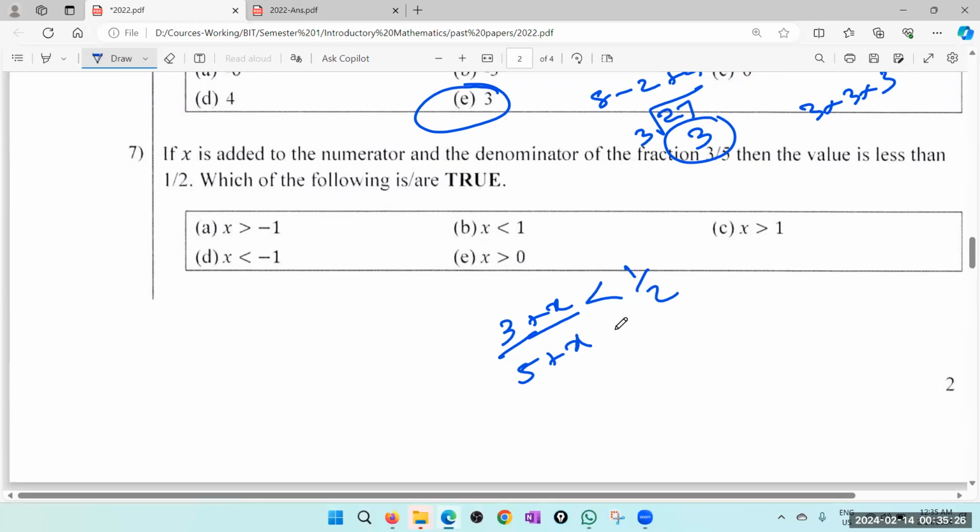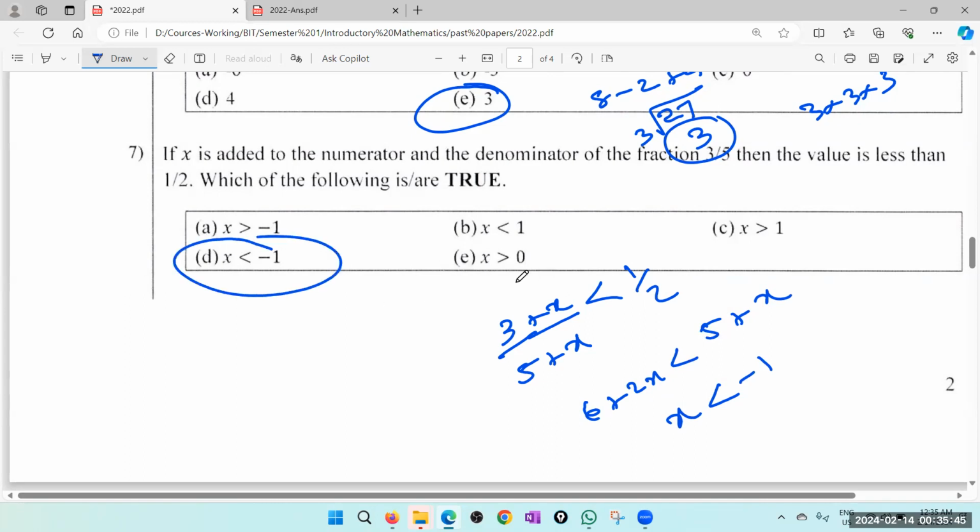So this is an inequality. You can cross multiply. So therefore 6 plus 2x is less than 5 plus x. So I'll take x here and 6 the other side. 2x minus x is x, which must be less than 5 minus 6, which is minus 1. x must be less than minus 1. Okay, so the answer is D.